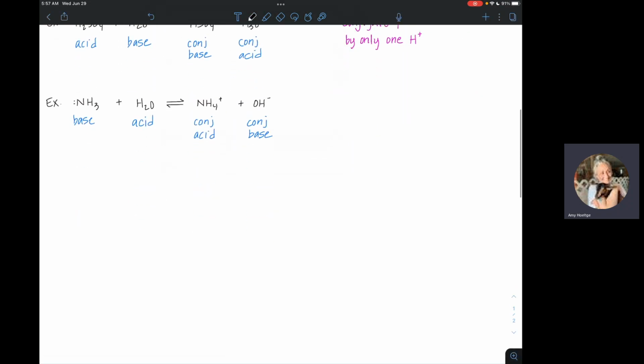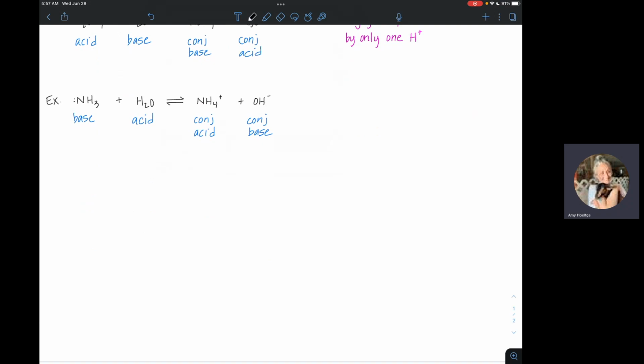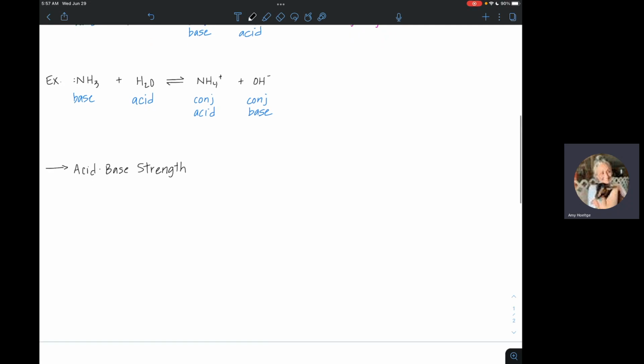Okay, so let's jump into acid-base strength. And I've got a couple of different ways I'd like to share for how to assess this. And the first way is simply just qualitative. So by this I mean we're just going to look at the structure.